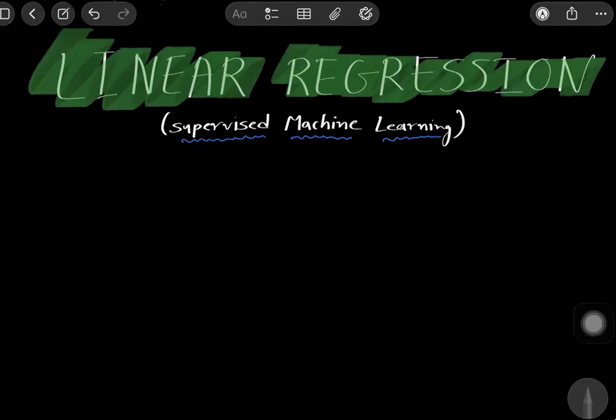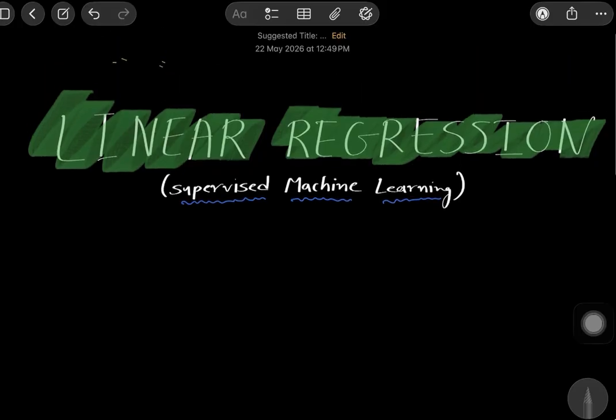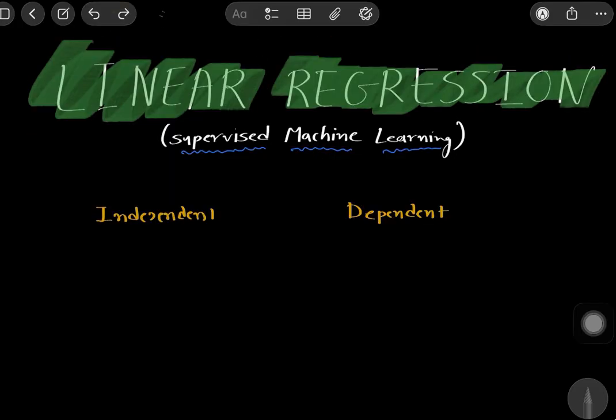So today we will learn about linear regression. Linear regression is a supervised machine learning problem. Here mainly we will have two variables. One will be our independent variable and the second will be our dependent variable. I will call the independent variable the input because we are going to use it as input, and the dependent variable will be our output, or the value that we are trying to predict.